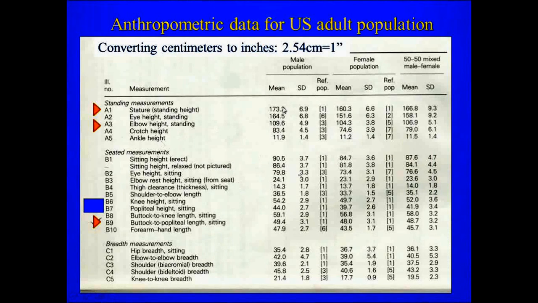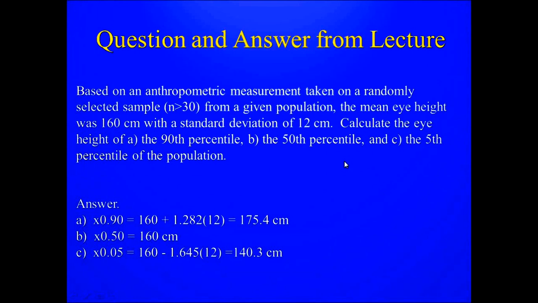Here are your exercises here. Remember that 2.54 centimeters equals an inch for conversions. And so if you did the equations as I've asked you to do, then you would find that your answer here for looking at the 90th percentile individual is 175.4 centimeters for the eye height. It's 160 for the average, which means you don't apply any of these standard deviations because it's the average, the mean. And then for the 5th percentile, we're looking at 140.3.